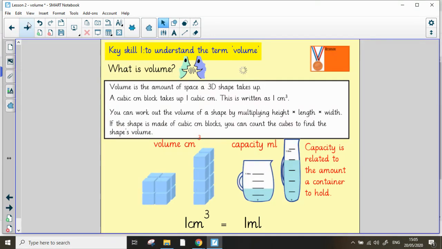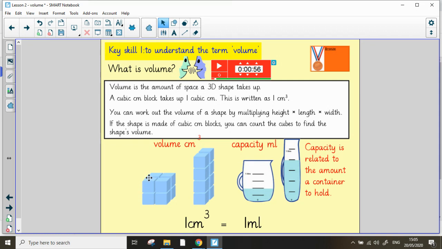So, volume. Volume is the amount of space a 3D shape takes up. A cubic centimetre block, like one of these small ones down here, takes up 1 cubic centimetre. This is written as 1 centimetre cubed. We've seen this symbol before this year. You can work out the volume of a shape by multiplying height times length times width. If the shape is made up of cubic centimetre blocks, you can count the cubes to help you find the shape's volume. For example, we could count these blocks here to find the volume of this cube.